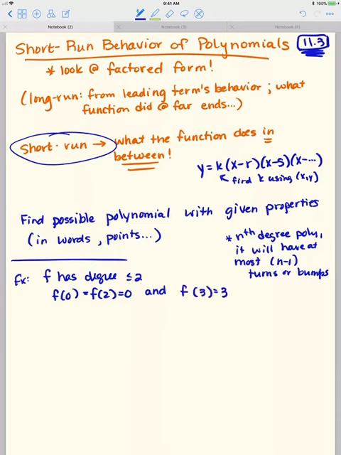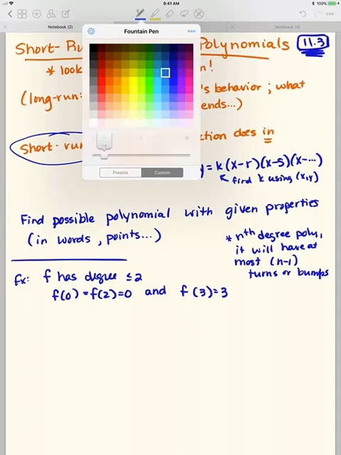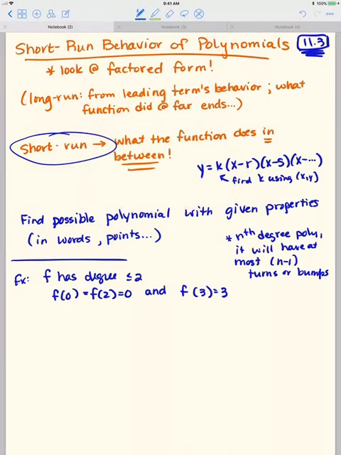Remember from previous information, f of 0 equaling 0 gives you the point (0, 0). f of 2 equaling 0 is the point (2, 0). Those are your x-intercepts, or your zeros. The f of 3 equals 3 gives you the point (3, 3) that we'll use to help us find the constant in our polynomial function.